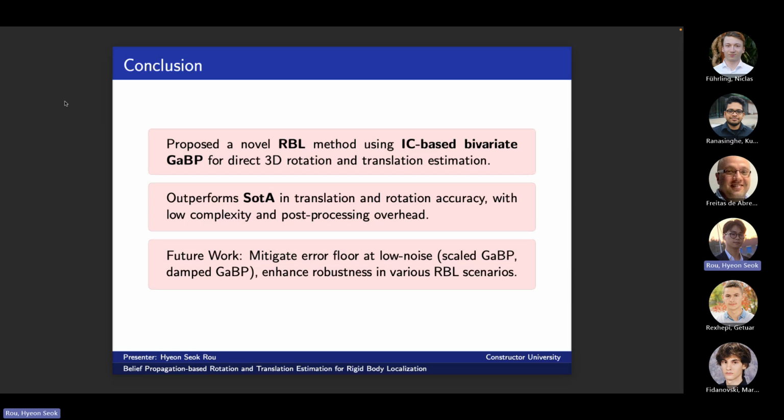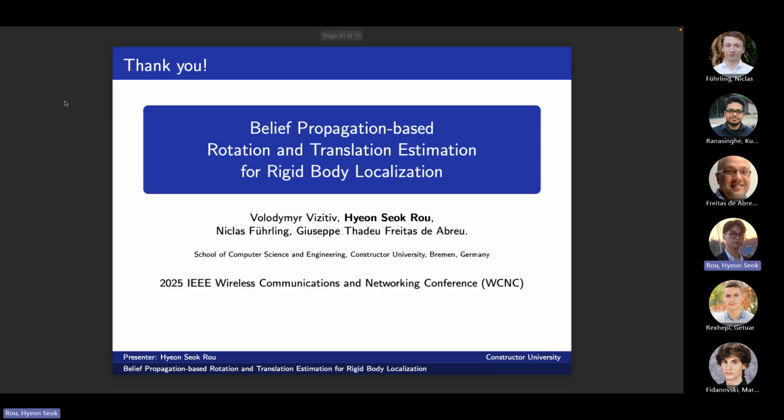And also we should consider the enhancements of the method in various scenarios, not just cubic shapes, for example, but using various different shapes of the rigid body and also different locations of the anchors, for example, if they're only placed in a plane instead of a room, and so on. So thank you very much. That was the presentation, and if you have any questions, I'll be happy to answer them.